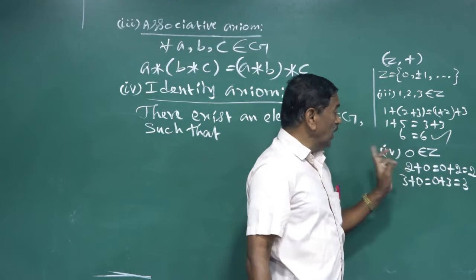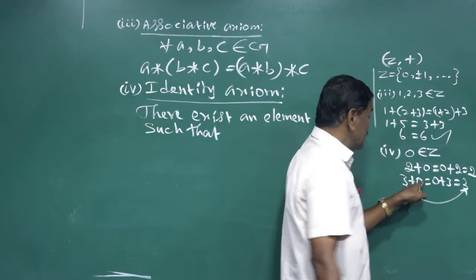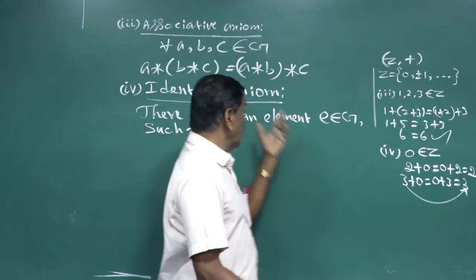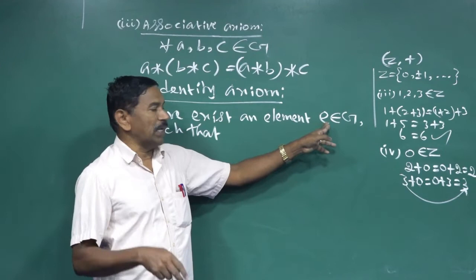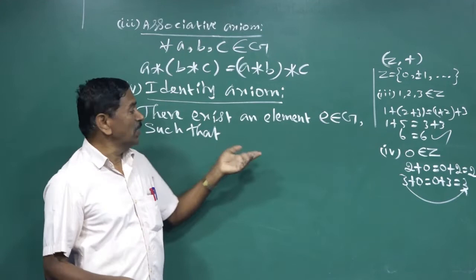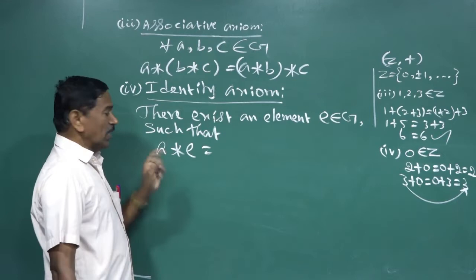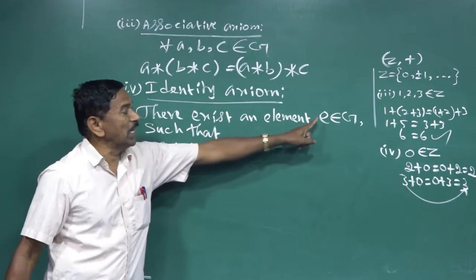Identity axiom gives any one element as the answer. Here 0 is the additive identity. 0 is the identity and 3 is any one element. Okay. Here we are selecting E as an identity element. Okay. Let E be an identity element and let A be any one element. So we want to verify the condition A star E is equal to. Here A is any one element and E is an identity element. So that is why we are selecting E belongs to G.